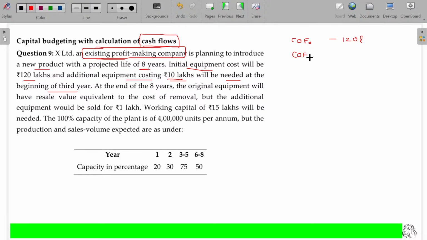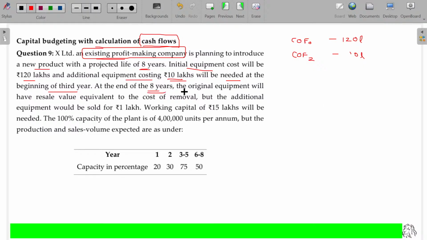At the beginning of third year, which means second year in, I need to further invest another 10 lakhs. So I introduced two different assets for this project. At the 0th period I spend 120 lakhs. Second year in or third year beginning, both are same. First year in is nothing but second year beginning. Similarly here, third year beginning is nothing but second year in.